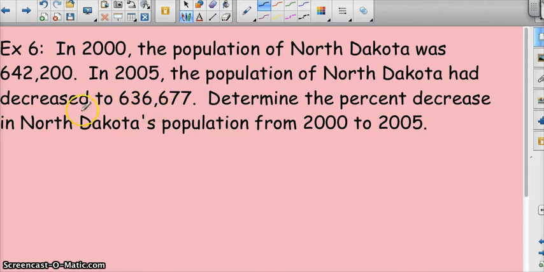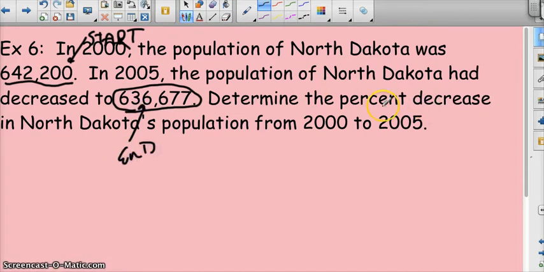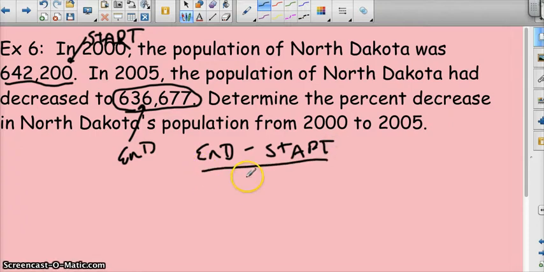So, let's talk. In 2000, the population of North Dakota was 642,200. So this is the starting population. In 2005, the population of North Dakota had decreased to this number. So that's the second one. That's the ending population. We want to know what the percent decrease was in between these years. So once again, it is end minus start divided by start times 100.